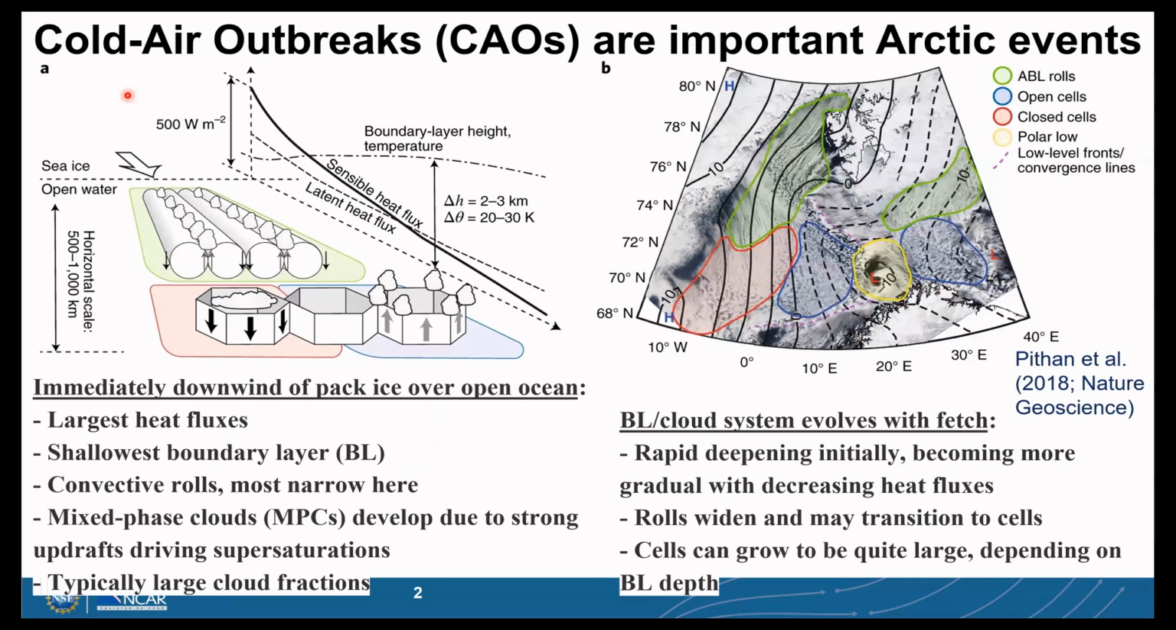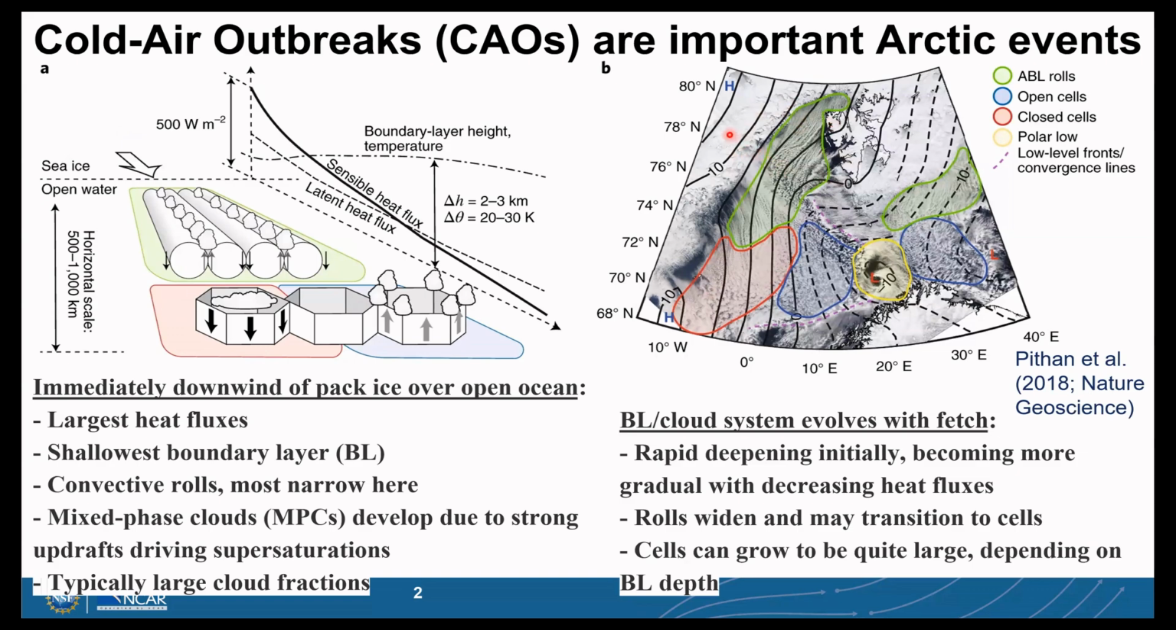Cold air outbreaks are really important events in the Arctic because they can essentially transfer large amounts of mass and momentum toward the equator from the pole. These schematics demonstrate what CAOs, or cold air outbreaks, look like. On the left, it's showing the transfer of cold air from land masses or sea ice to over the open ocean. And that's what you see depicted nicely here in the satellite image.